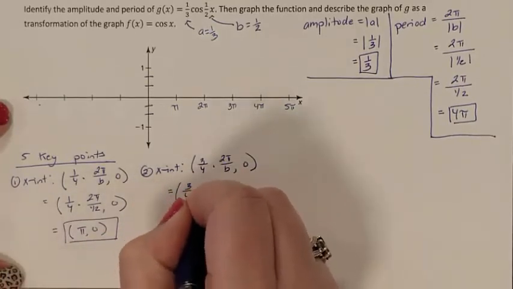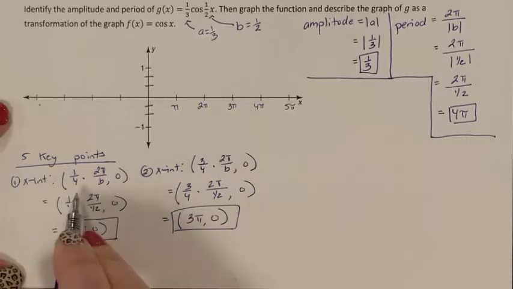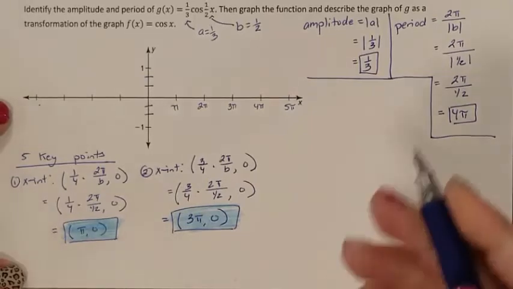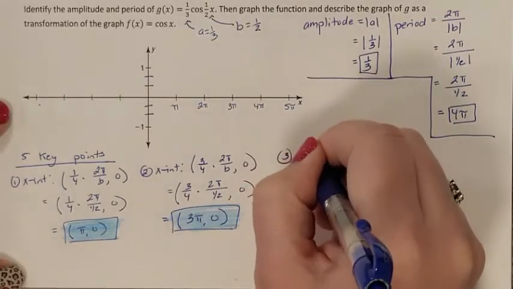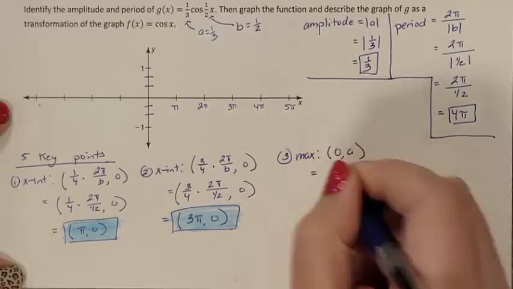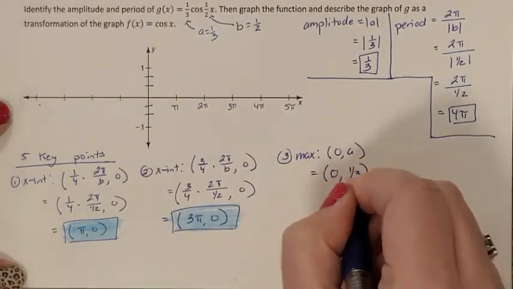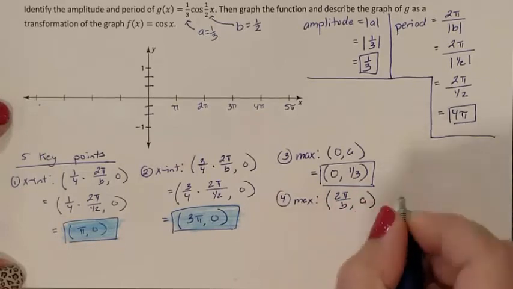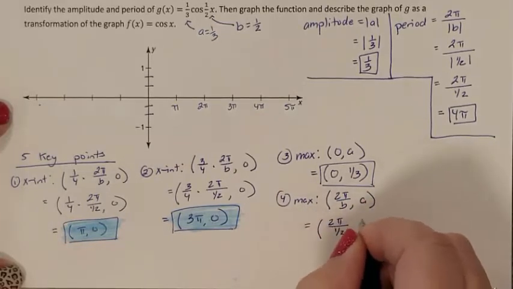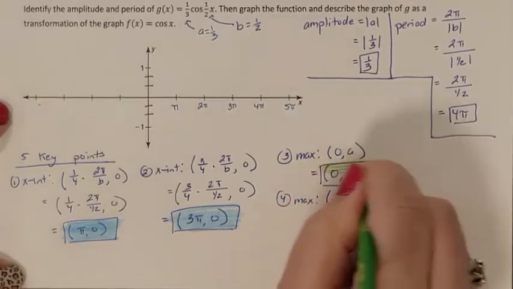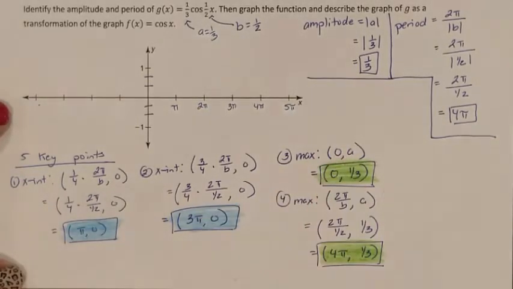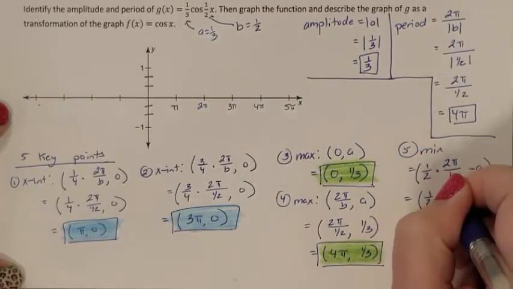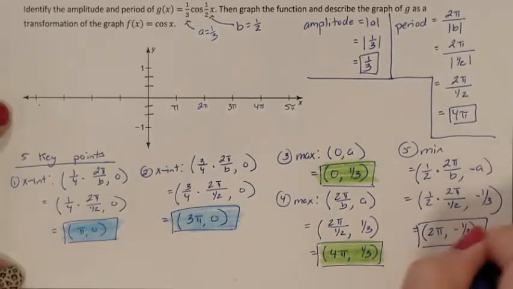X-intercept 1, x-intercept 2. So I just found my 2 x-intercepts. Cosine also has 2 maxes, so the next 2 points we need to find are the 2 maxes. They are also formulas. The first max requires a. There's max number 1. The second max is also a formula, and it requires both a and b. So here are my maxes. The last of the 5 points is my min, and he is also a formula. And this is my min.